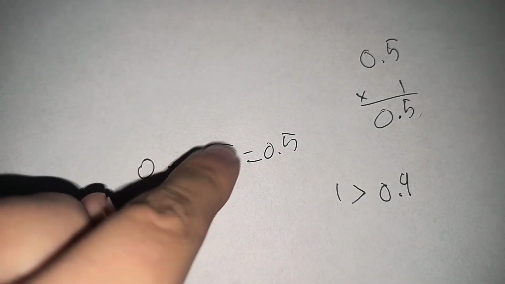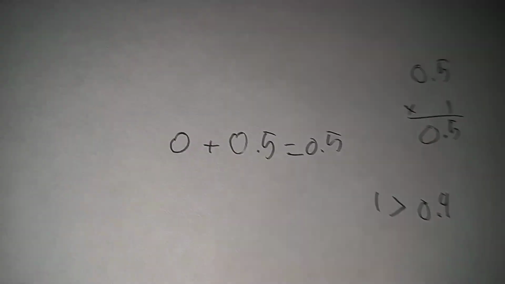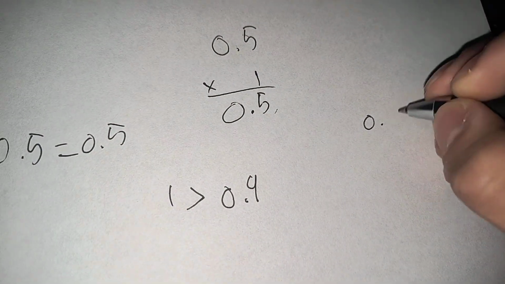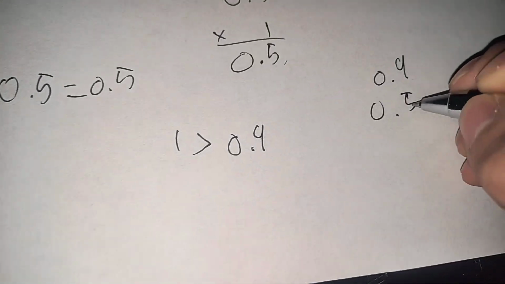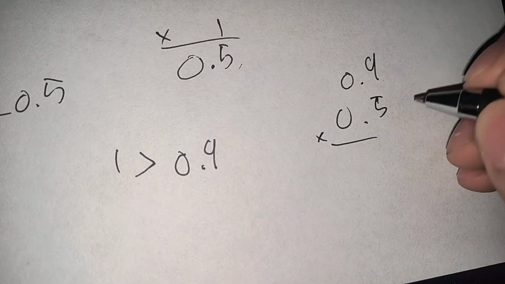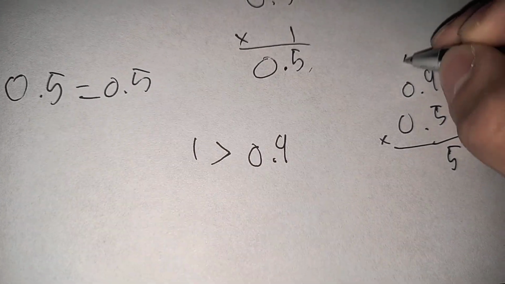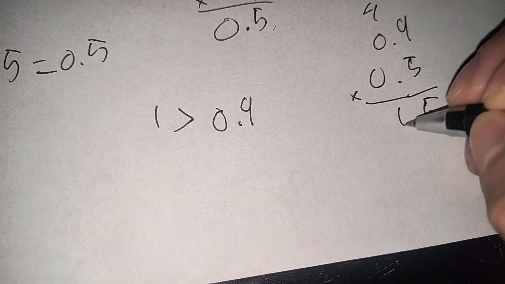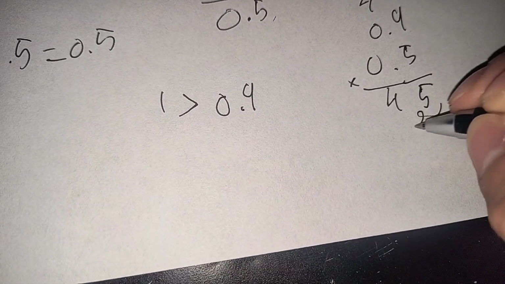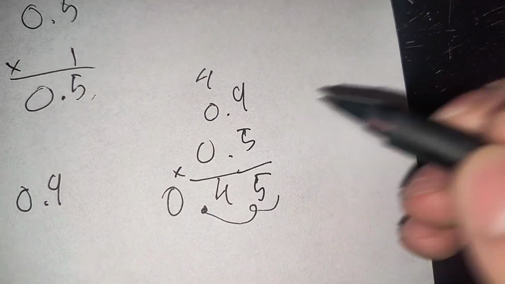If we were to multiply this number against 1, we get this number, the whole thing. But if we were to multiply it by a number less than 1, let's say 0.9, 0.5 times 0.9, it's like 5 times 9 is 45. And 5 times 0 is 0. And then we put 4 here, and then there's 2 decimal places, so 1, 2. So we get 0.45, which is less than 0.5.